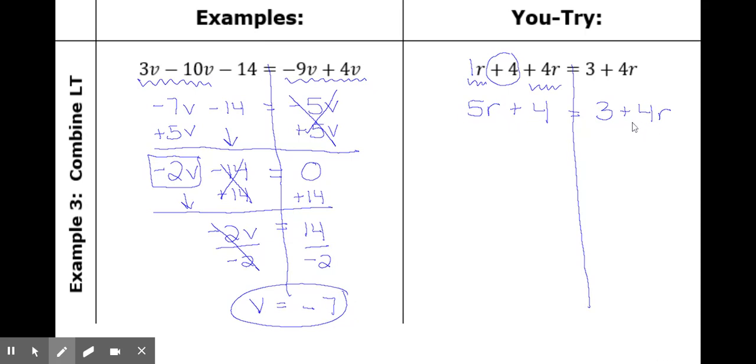What's the opposite of a positive 4r? A negative, so I need to subtract 4r from both sides. 5r minus 4r makes 1r. I drop down the positive 4 equals, I drop down the 3, and this last set of terms just cancel. Box off the variable. How do I move the positive 4 to the other side of the equation? I subtract it, so minus 4 from both sides.